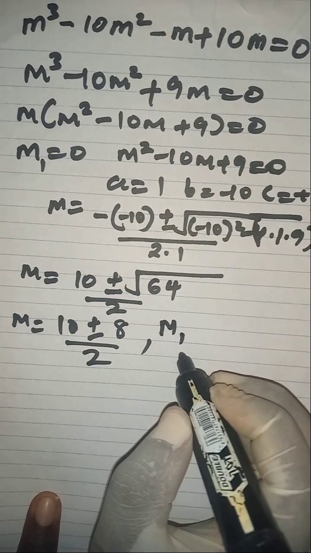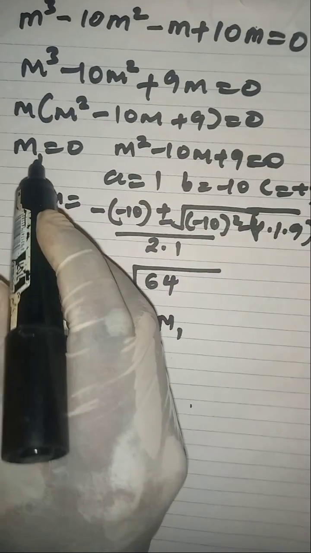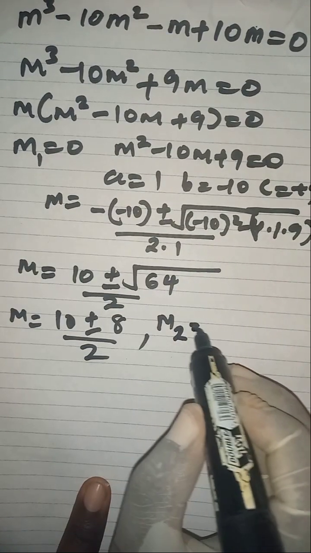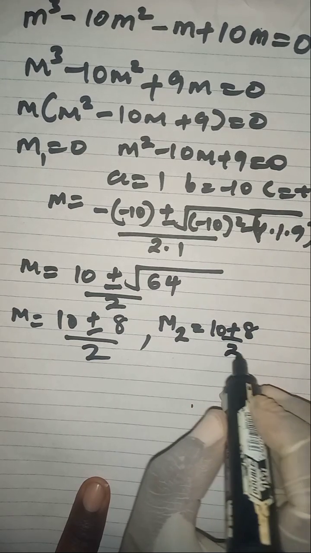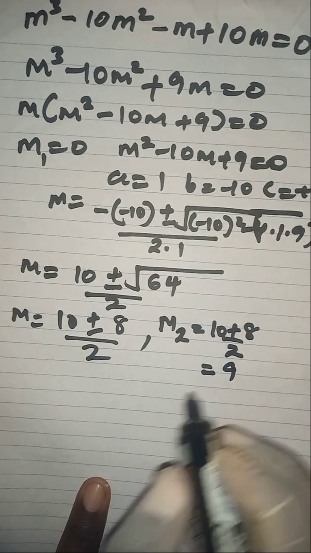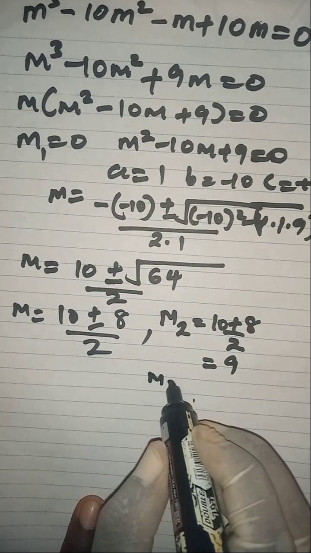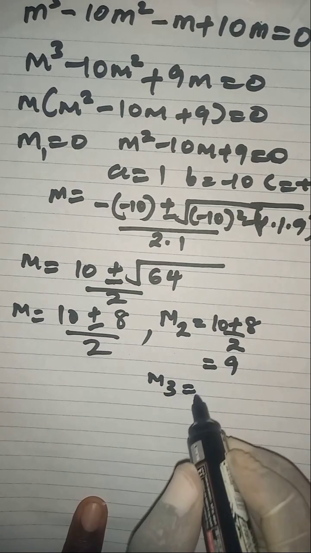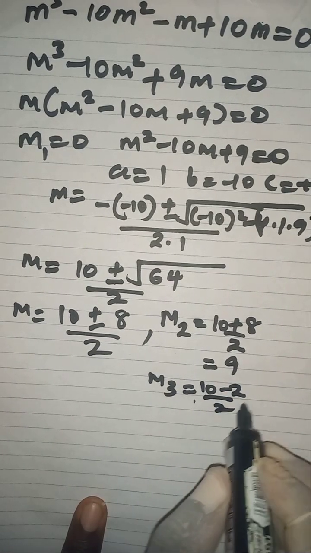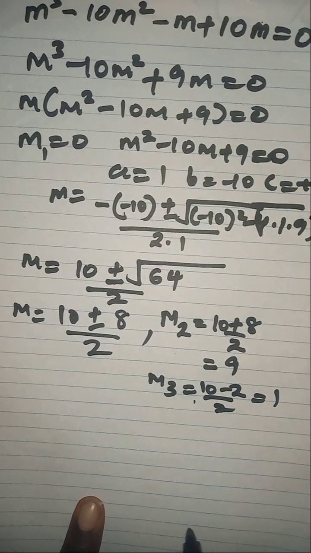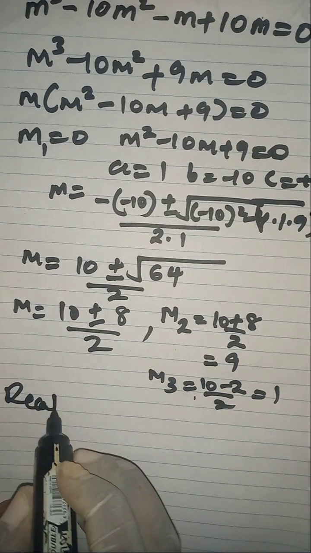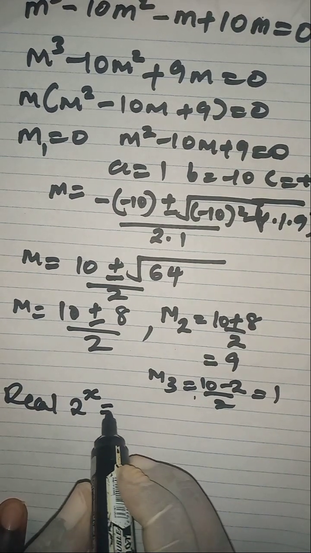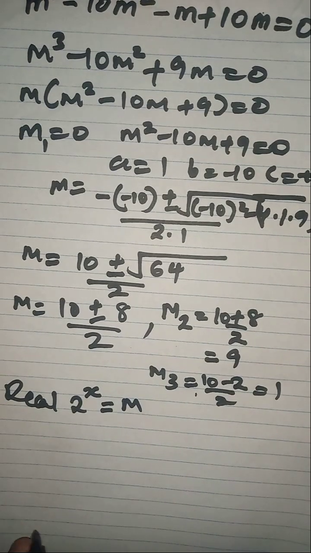So then it means that this is my first m, this is my second m, it is either 10 plus 8 divided by 2, which of course gives me 9, and the third m, I'm going to use negative, 10 minus 8 divided by 2, giving me 1. But recall that 2 raised to x was equal to m.